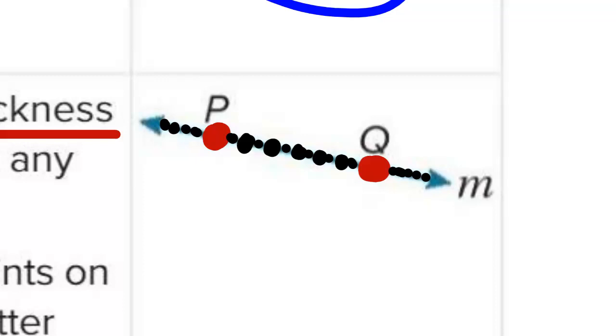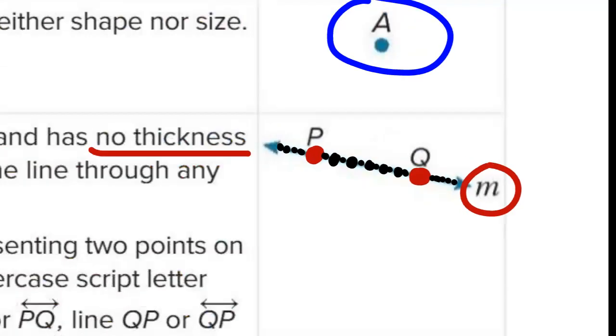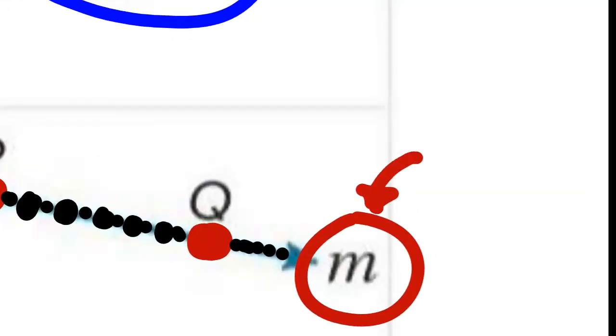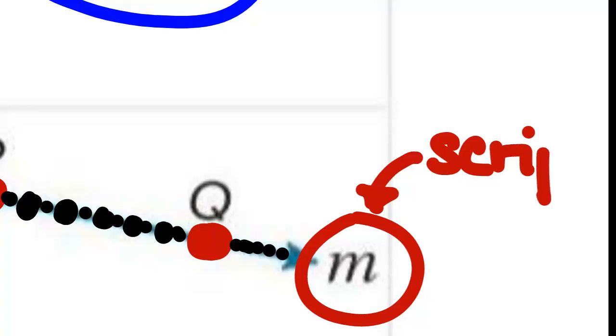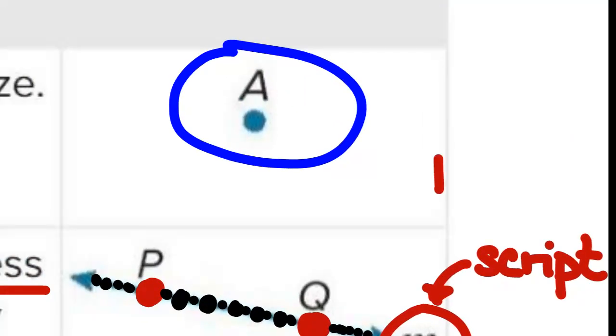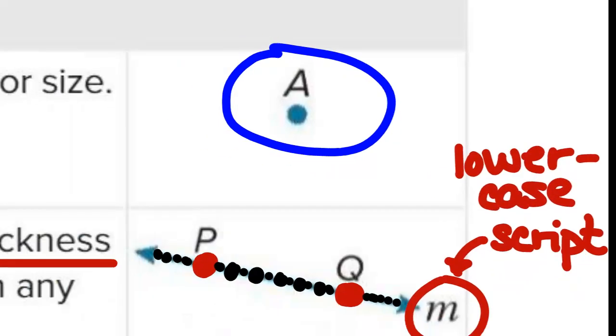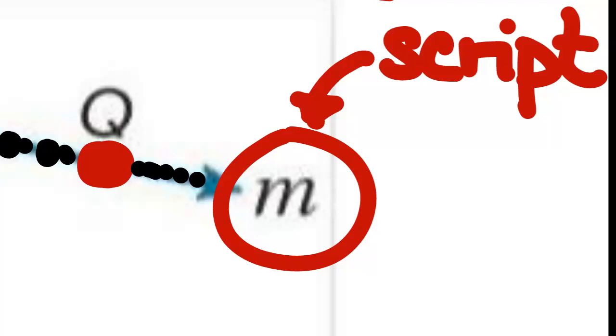So we have a couple different ways of naming lines. With points, we only have one way of doing it. Capital letters, that's it. With lines, we can either give them a lowercase script name, so this is a lowercase script M. Do you guys know what they mean by script? It's another way of basically saying cursive. So it's supposed to be like a cursive M.